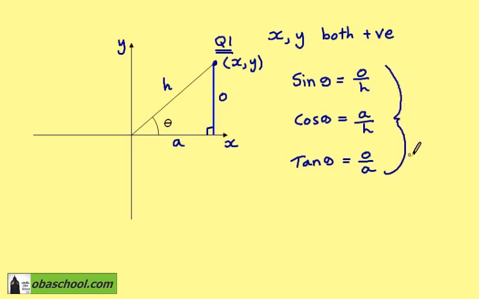All of these are going to be positive because here O and A are positive because of the x, y coordinates being positive. Therefore, in quadrant 1, all three trigonometric ratios are positive.